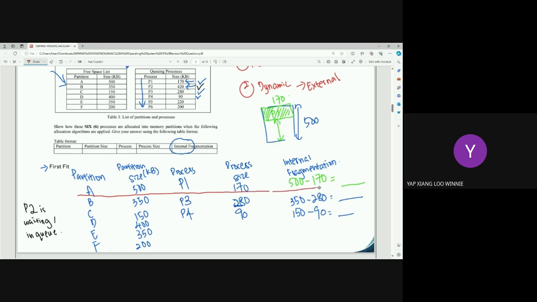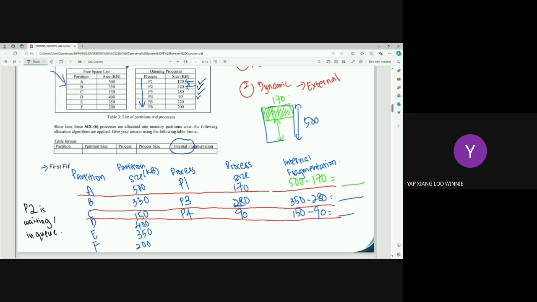I'm trying to draw a line here so you guys don't get confused. And this one is C. Okay, I hope this makes it clearer for you to see.